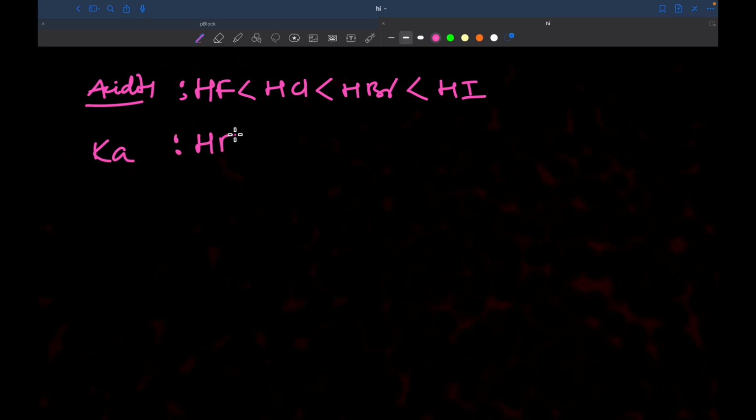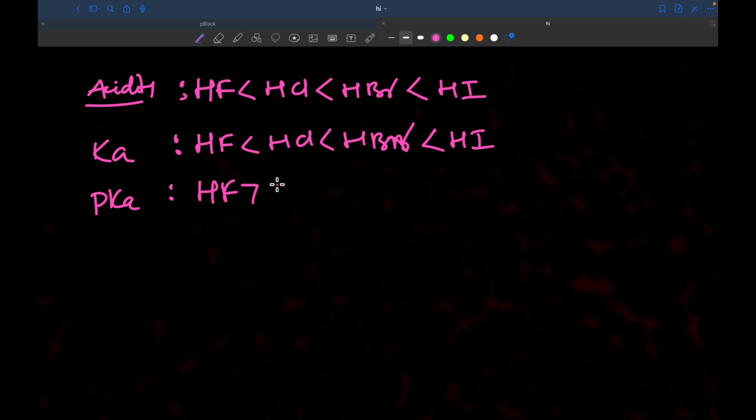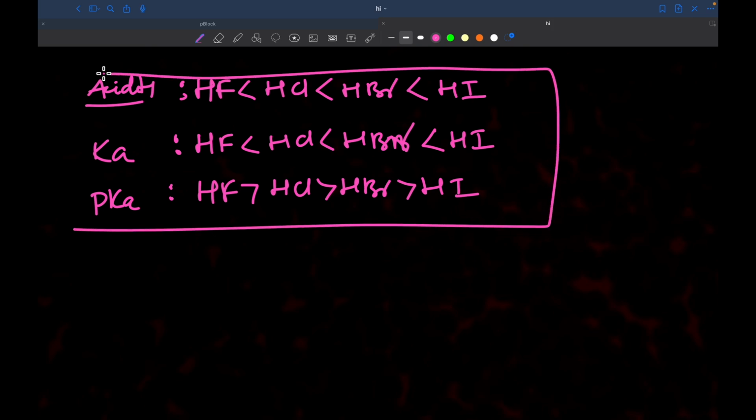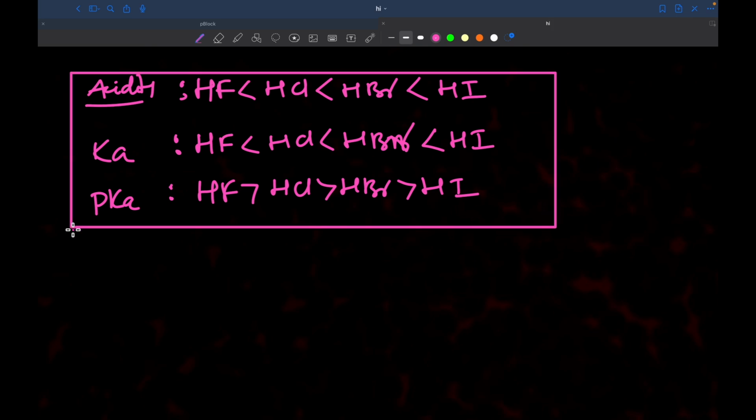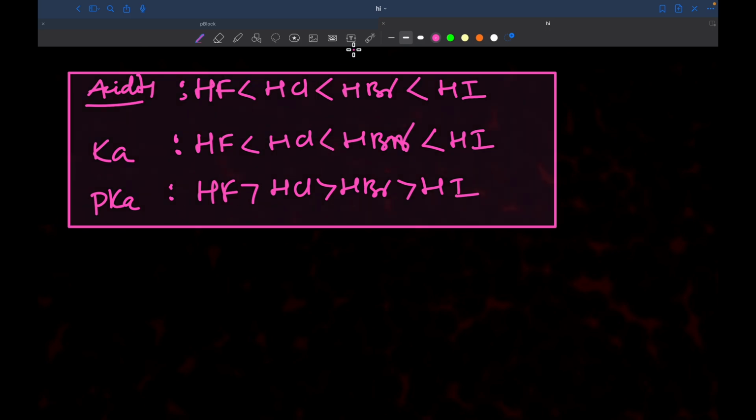So Ka of HF is less than HCl, which is less than HBr, which is less than HI. Sometimes it is related to pKa. pKa would be reverse: HF is greater than HCl greater than HBr greater than HI. So this is the order. Any question can be asked on the basis of this. You have to notice this point.